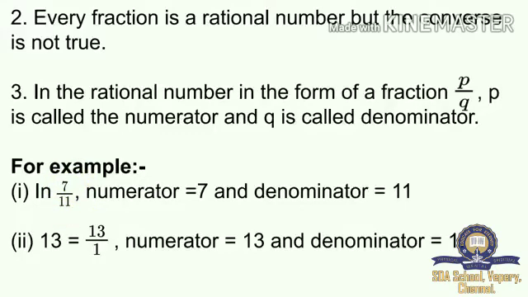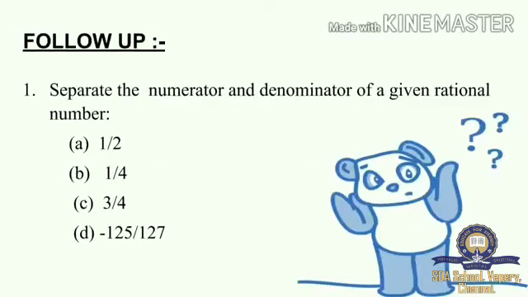And 13, if they give only 13, I already said that in the denominator it always carries 1. So 13 divided by 1, numerator is 13 and denominator is 1. Here is your follow-up work.